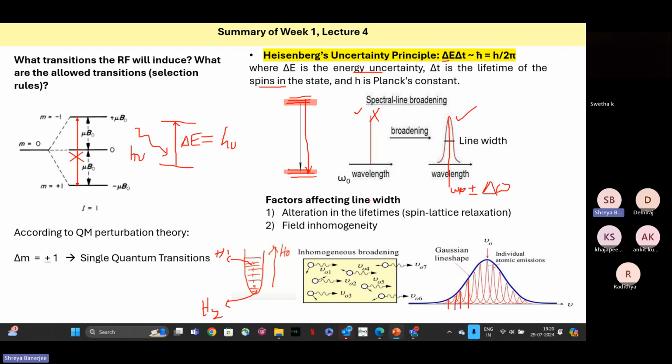So these are the two factors that affect the line width. Firstly, the change in the lifetime of the state, that is, the energy uncertainty. And secondly, the field inhomogeneity, where if the magnet providing the field is not good and does not provide a homogeneous field, then this kind of line broadening can happen.